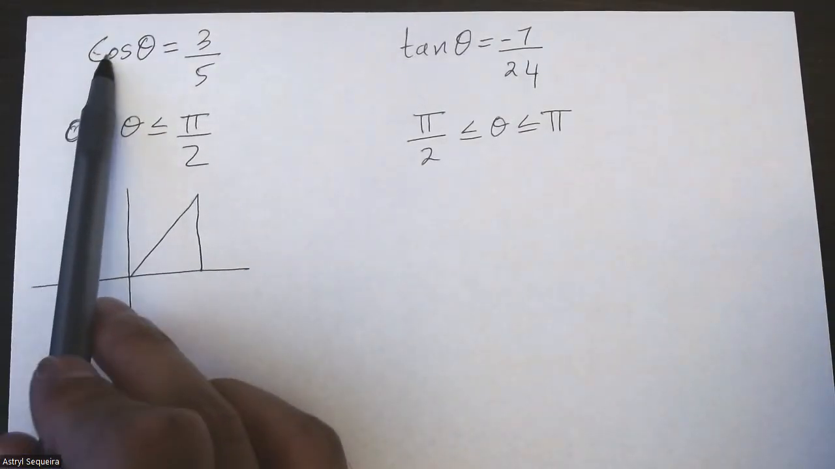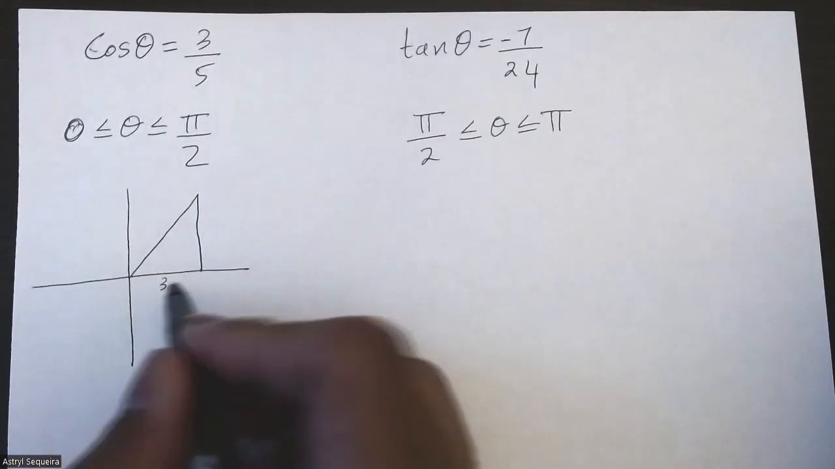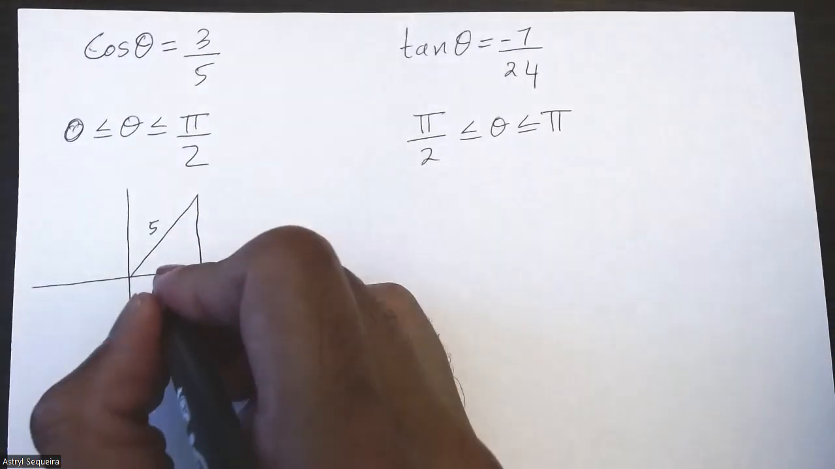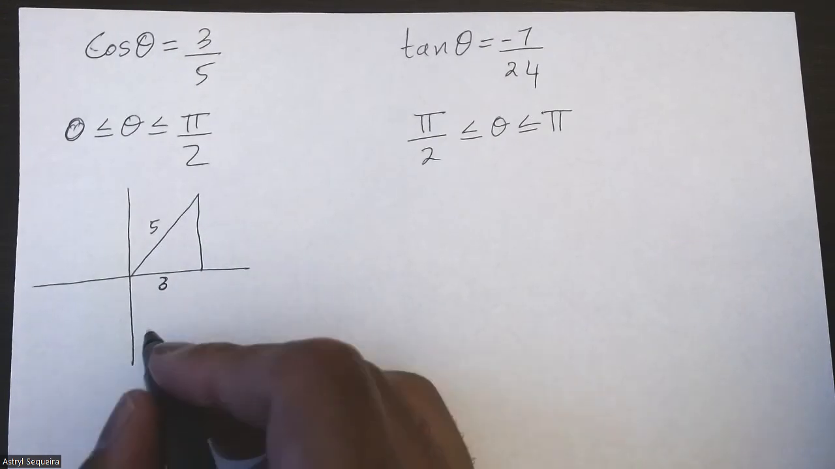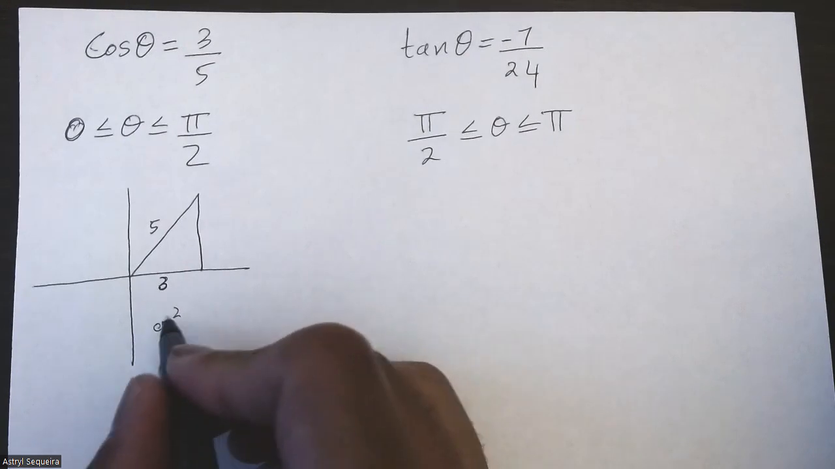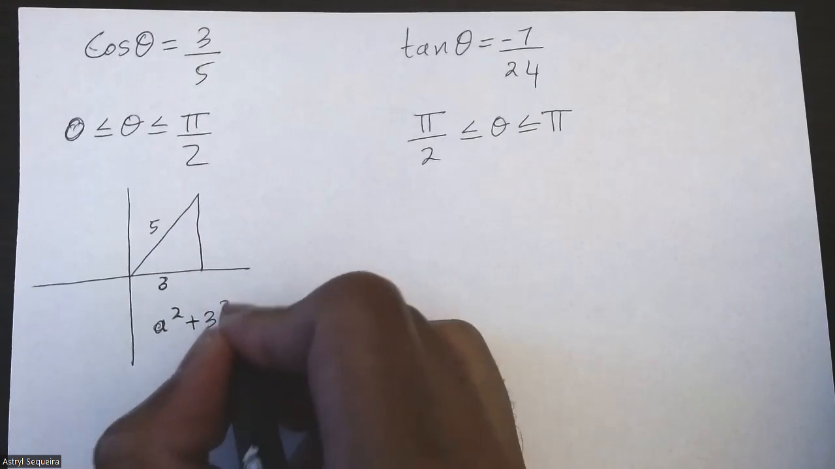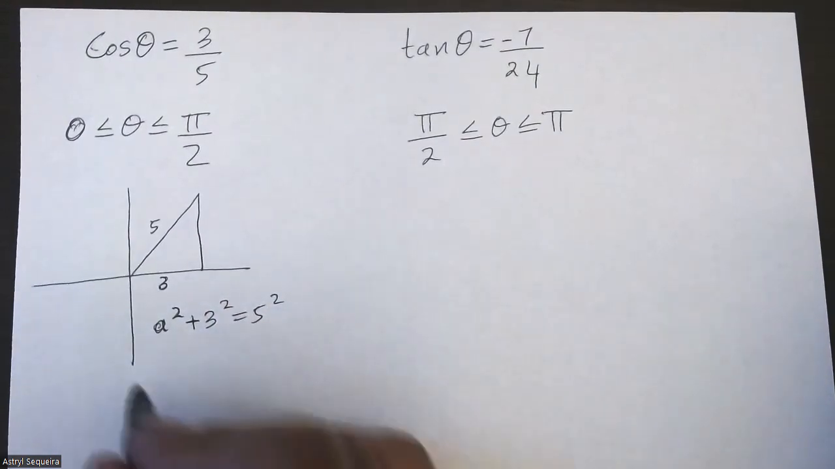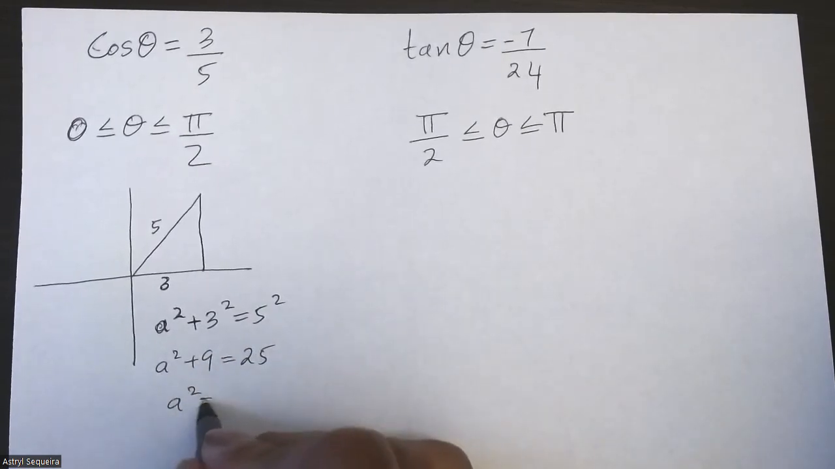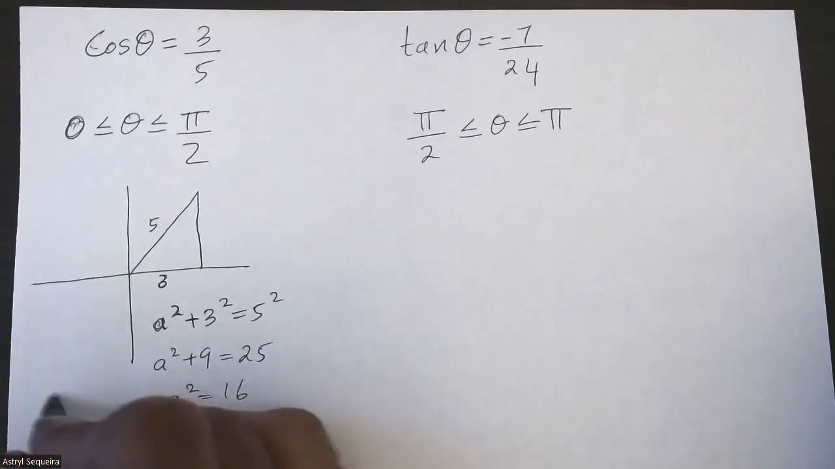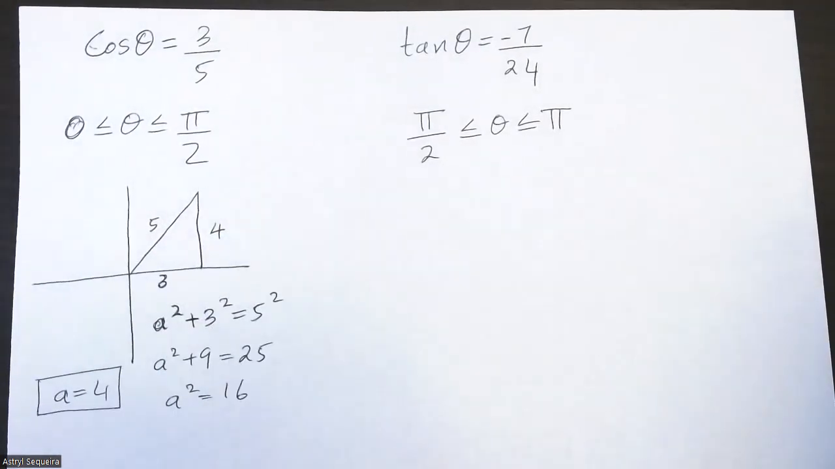And I know that cos is adjacent over hypotenuse. So my adjacent side here is 3 and my hypotenuse is 5. Now I can find my opposite side using the Pythagorean theorem. So a squared plus 3 squared equals 5 squared. a squared plus 9 equals 25. a squared equals 16. So basically a equals 4, which is the final side over here, which you can label as 4.